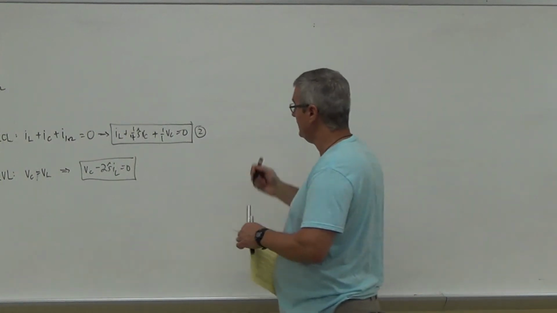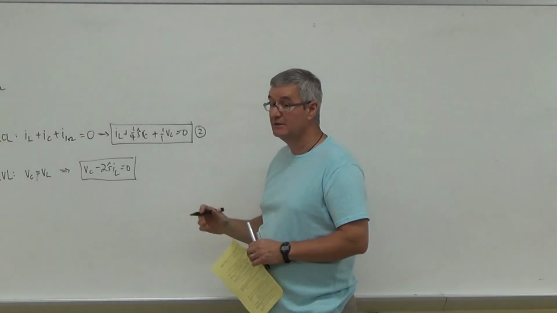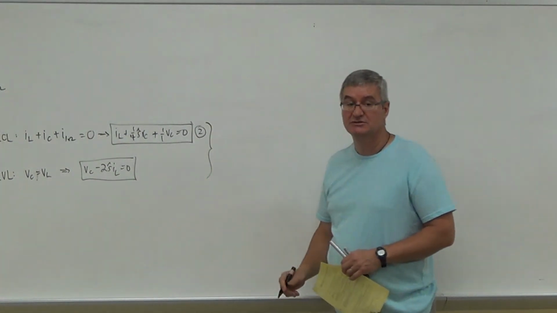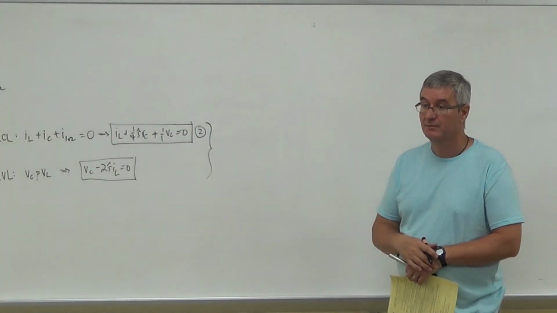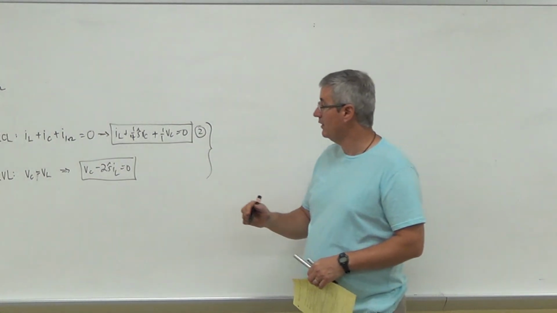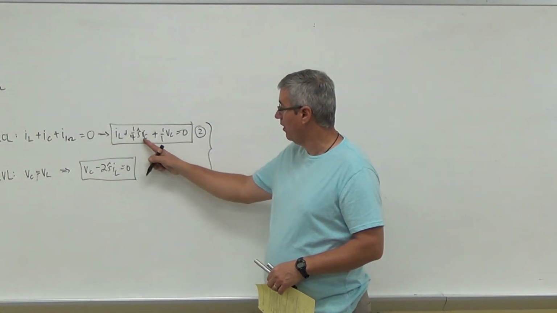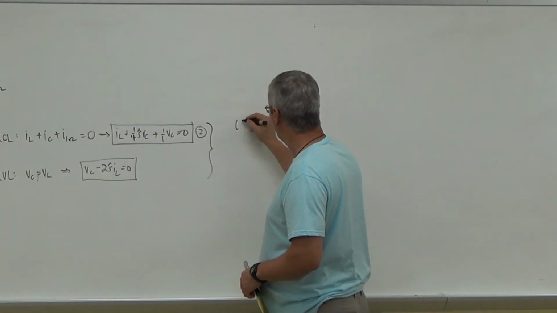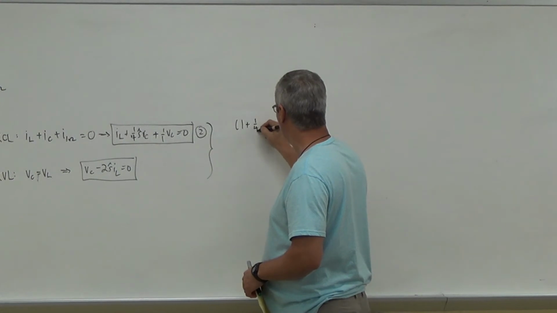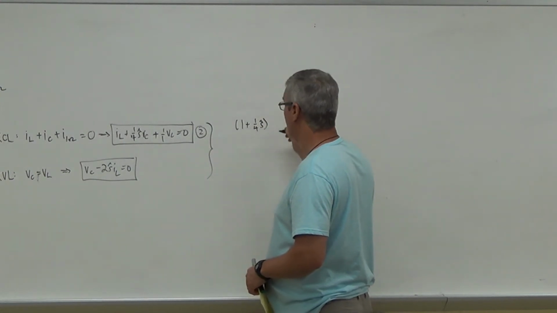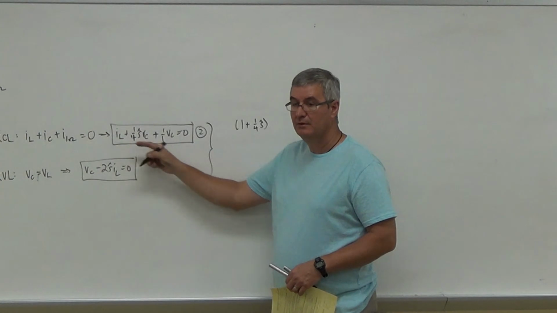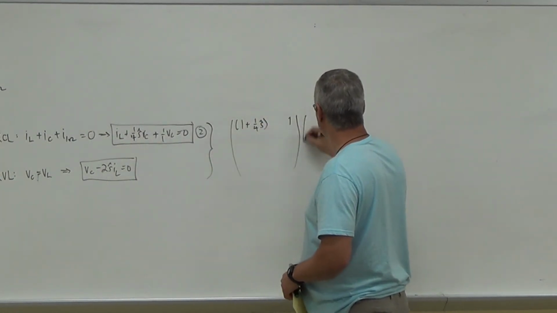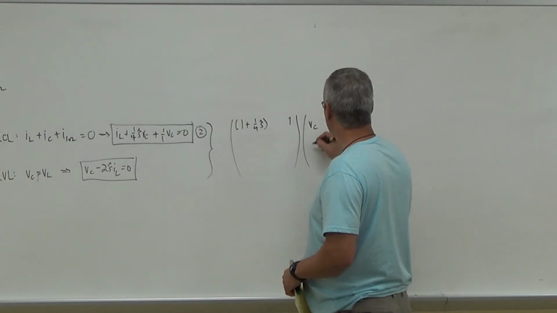So I'm going to matrix it up. Now I'm going to skip a step. What I'm going to do here is automatically put it into matrix form. So here we go. These 2 are combined here. So I'm going to write 1 plus 1/4 s, and then my IL term is going to be 1. I'm already setting it up, so this is the way I did it here.